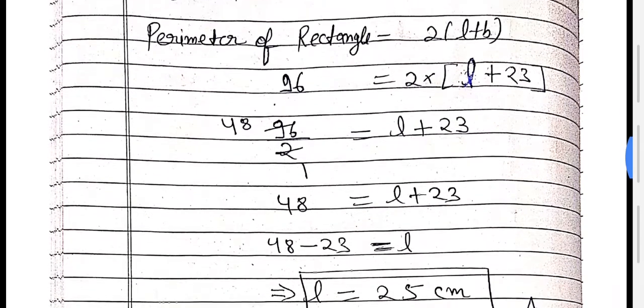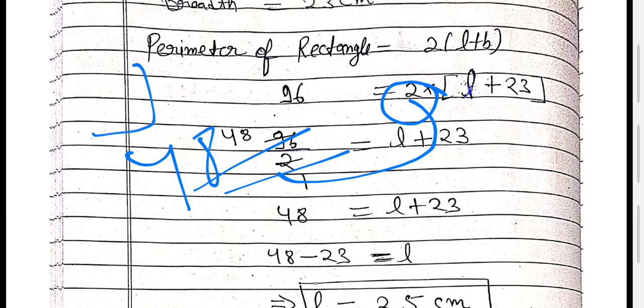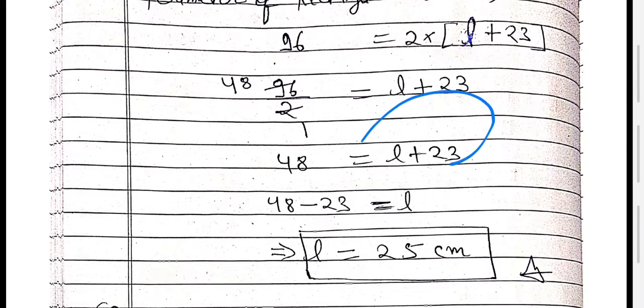Now all of you know the rule: when a number moves from one side to the other side, its sign changes. Here this number is multiplied, and when you move it to this side it becomes divide. Right? So you cut, and it becomes 48. 2 4s are 8, 2 8s are 16. If you don't know how to cut, then divide 96 by 2, what do you get? 48. Now this 23 comes to this side, and it becomes minus. So what is the value of L? L becomes 25 centimeter.